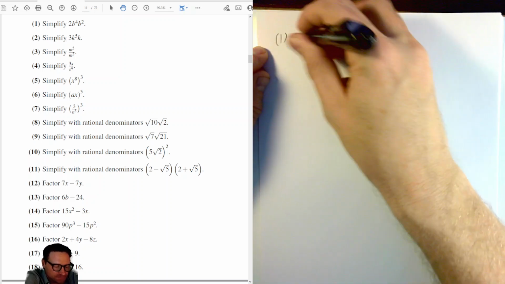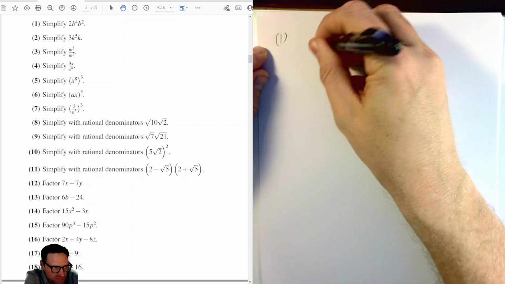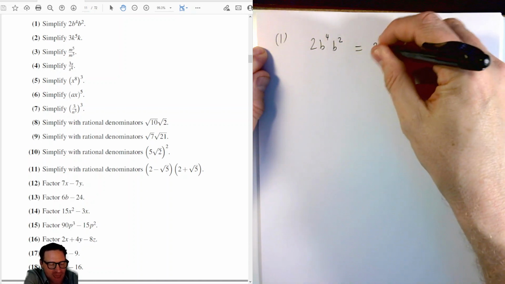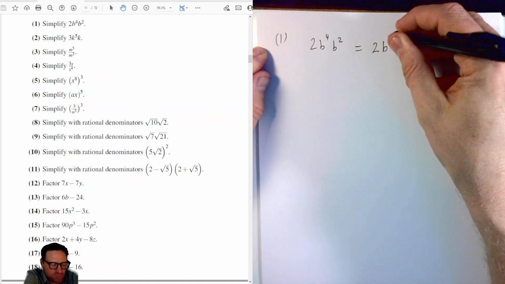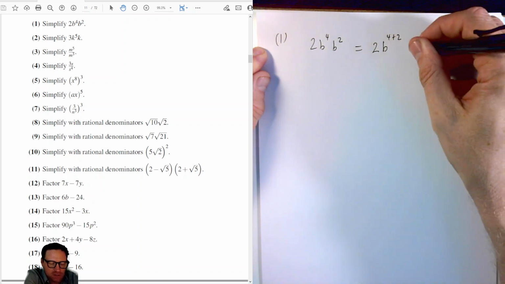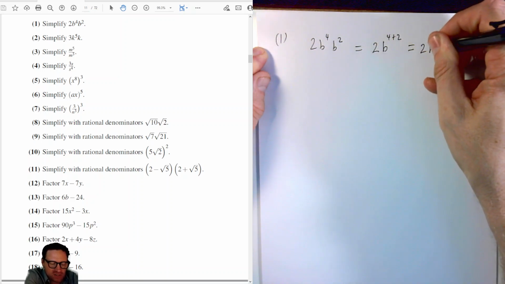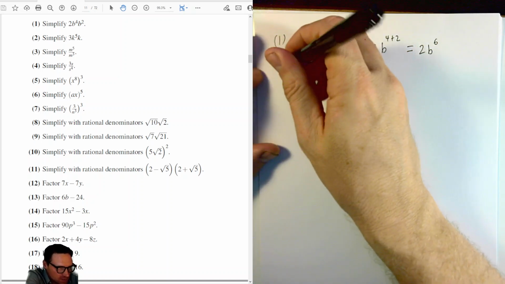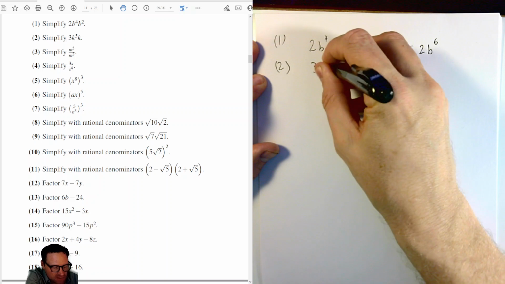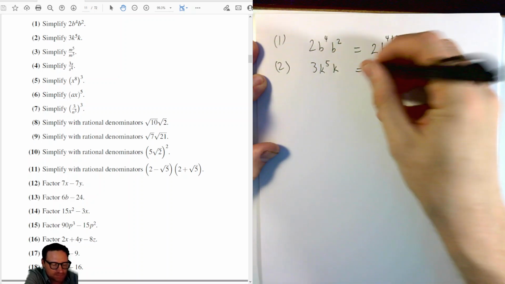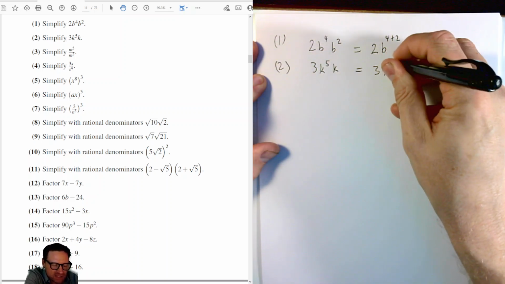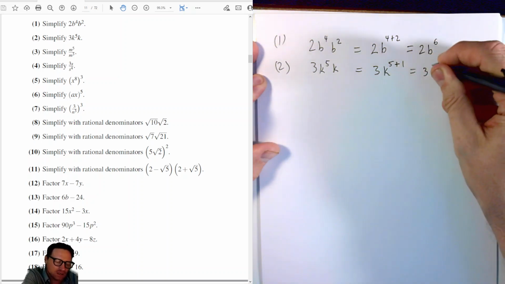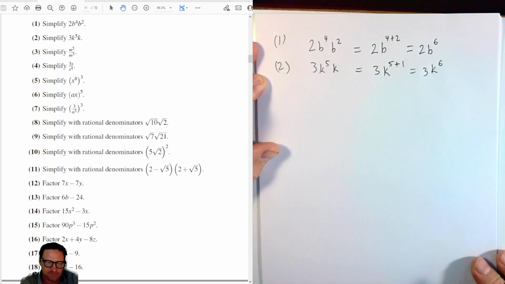So question 1, simplify 2b to the fourth times b squared. Well, here we need to add the exponents. So this is 2b to the power of 4 plus 2. So we've got 2b to the power of 6. Okay, second question. Simplify 3k to the fifth times k. Well, again, we need to add the exponents. So we add 5 plus 1 and we get 3k to the power of 6.